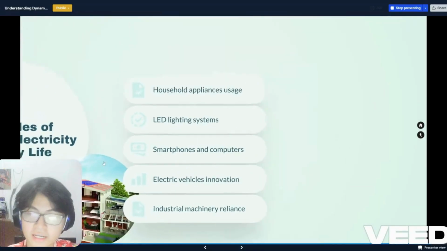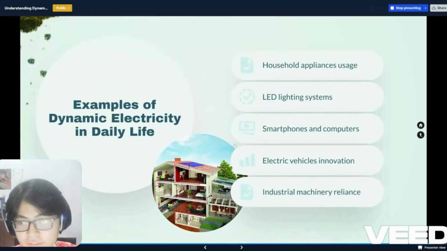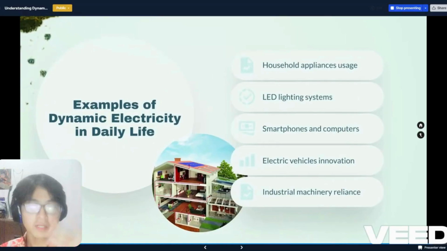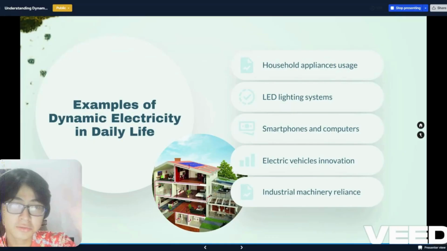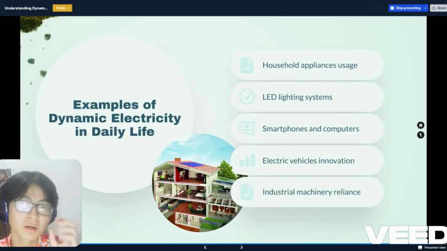So here are some examples of dynamic electricity that we can practically see in our daily life, such as household appliance usage, LED lighting systems, smartphones and computers, electric vehicle innovation, and industrial machinery reliance.